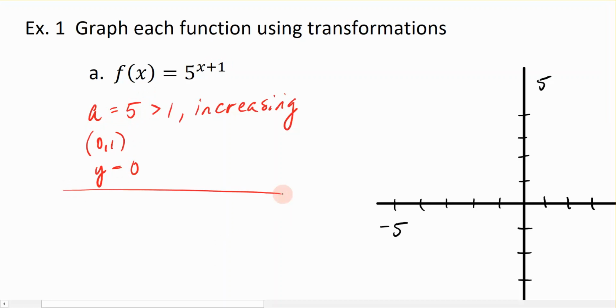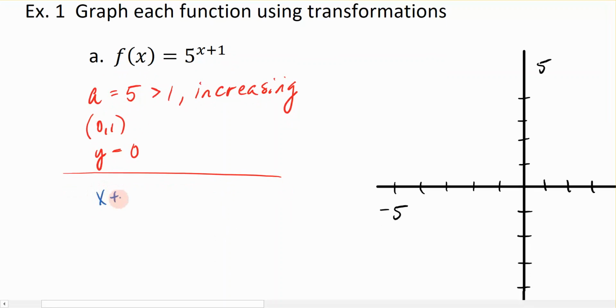Now let's talk about what the x plus 1 does to it. x plus 1 is inside of the function. When that's the case, we have a horizontal shift. We shift left or right based on this number right here, and we shift opposite of what we see. So we're actually going to be shifting to the left, which I wrote already. We shift to the left by 1.